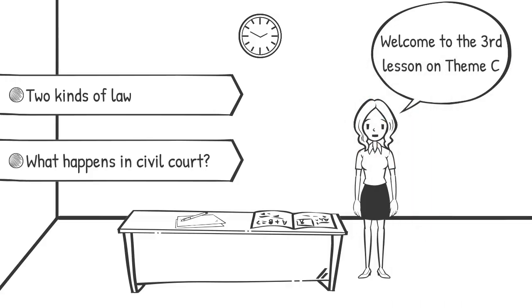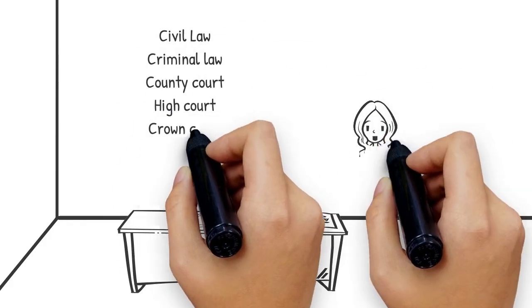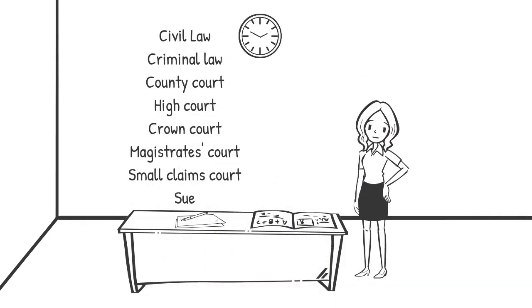Welcome to the third tutorial on Theme C. It's a good idea to take notes on the key points I mention. We will be looking at the difference between civil and criminal law, and what happens in a civil court. Civil law covers disputes between individuals or groups. Civil law cases are often about rights. Criminal law deals with offenses such as murder or drug dealing.